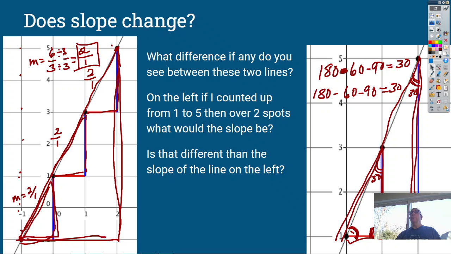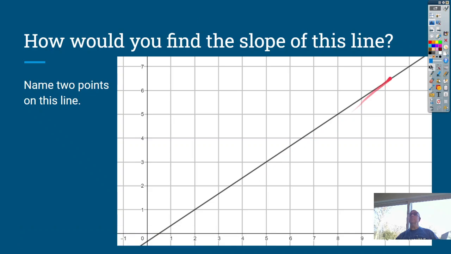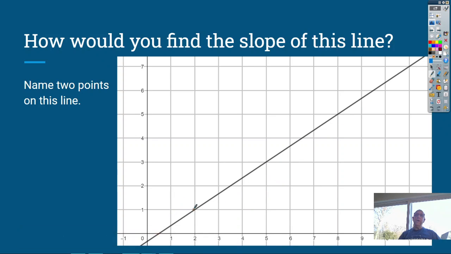That's what similar triangles mean. The angles of all the stuff are exactly the same. It's just the lengths of the lines are a little bit different. Okay. So what does that mean if I have a big line like this? It means I can pick any 2 points on this line and find the difference between those 2 points. And that will give me the slope.